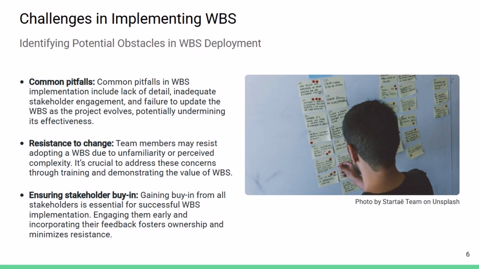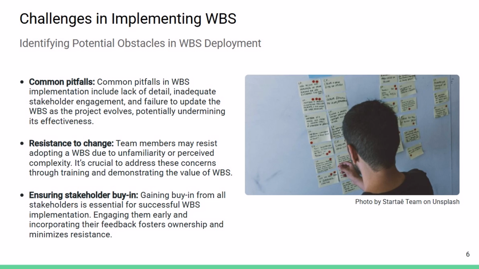So, what are the challenges in implementing this WBS? There are some common pitfalls that we normally see while implementing the WBS. First is the lack of detail during the making of the WBS. We may have inadequate stakeholder engagement or failure to update the WBS as the project evolves. Now there will be changes in the projects, so we'll have to change the WBS accordingly. So these are the common pitfalls that we should avoid.